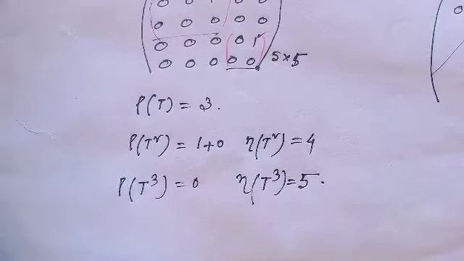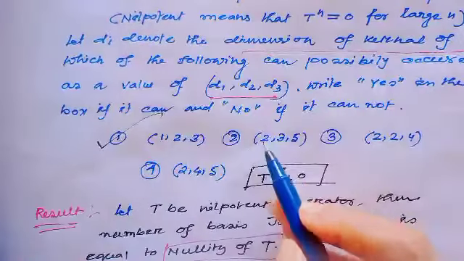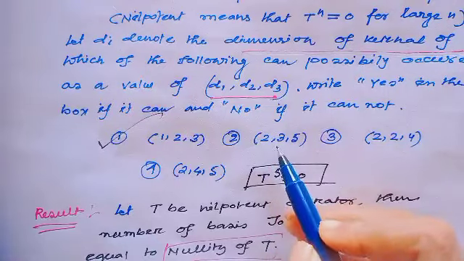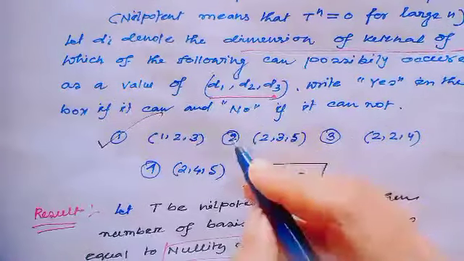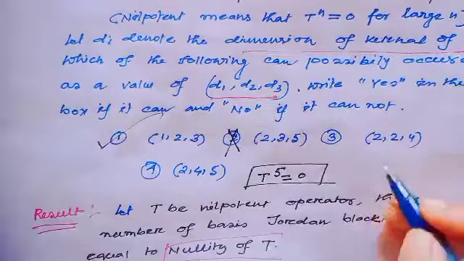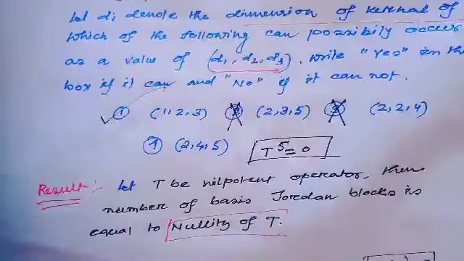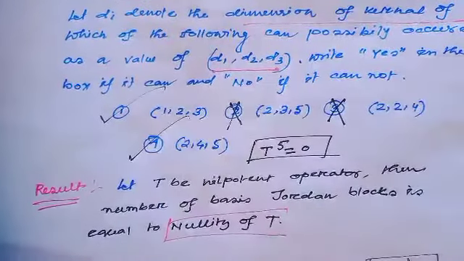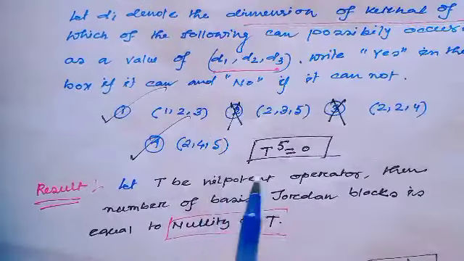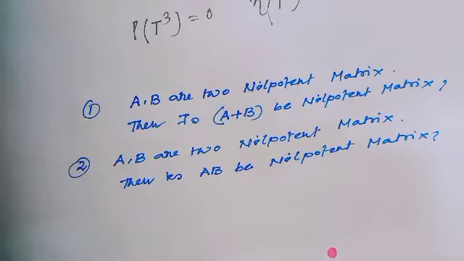Now let's see the option. I will consider D1 equal to 2. Then here 2, 3, 5. This is wrong option. And here 2, 2, 4. This is also wrong option. Only the fourth option is the right option: 2, 4, 5. Okay?